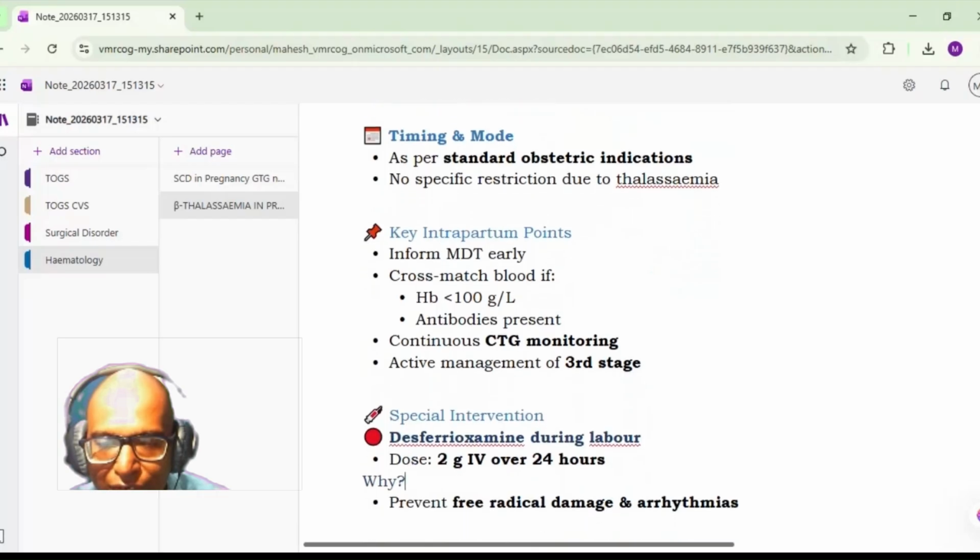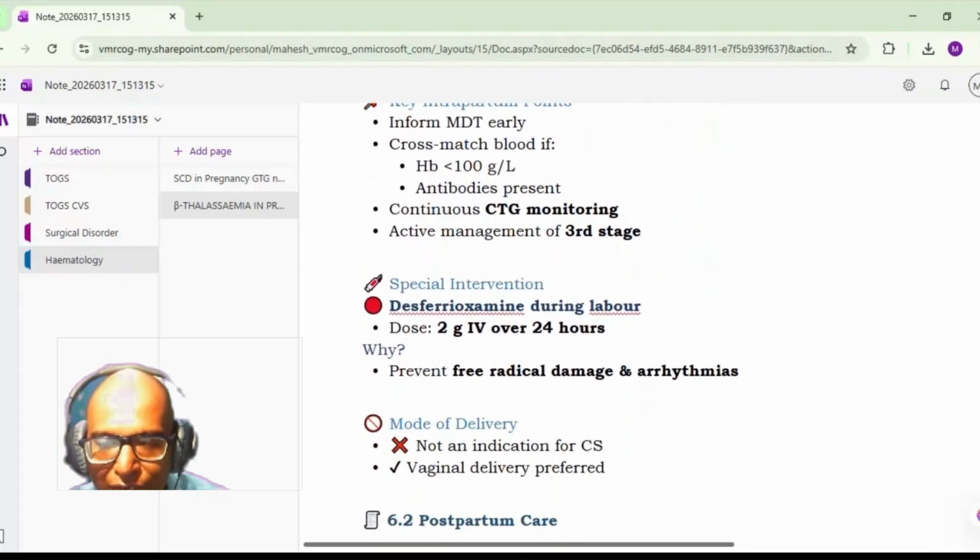Active management of the third stage will be done. Okay, special intervention. Desferrioxamine will be given during the labor. 2 gram over a period of 24 hours needs to be given, and this will prevent the free radical damage and the arrhythmias.